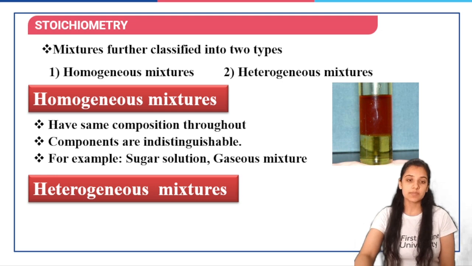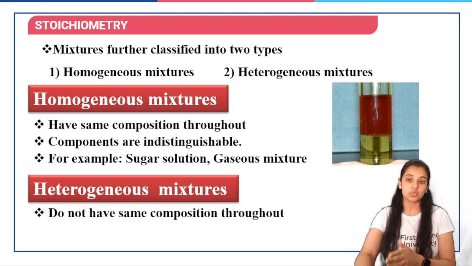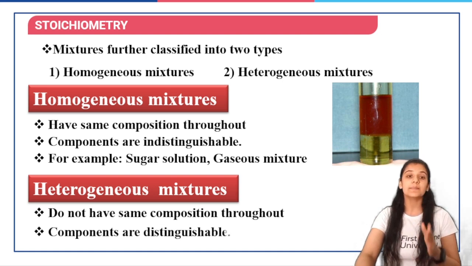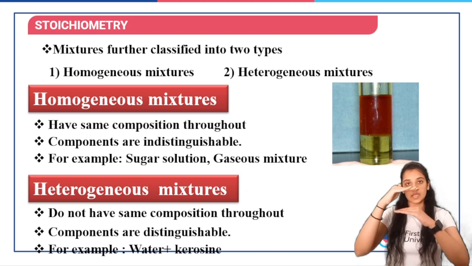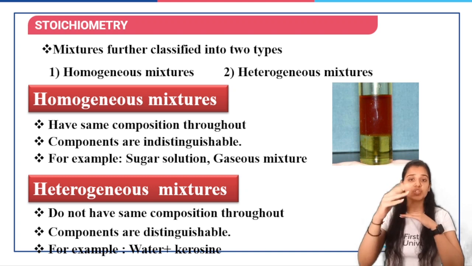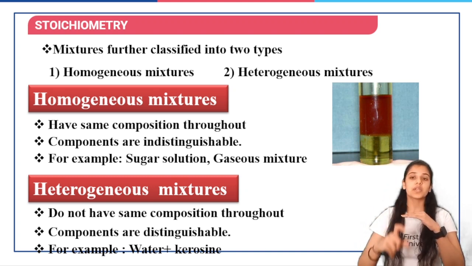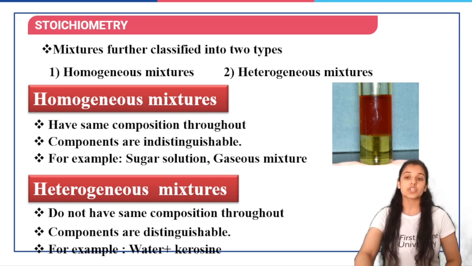Next is heterogeneous mixtures. These do not have the same composition throughout, and the components are easily distinguishable. For example, water plus kerosene. If you look at this picture, you will see that water and kerosene are immiscible and they form two separate layers, and it becomes very easy for us to distinguish between the layer of water and the layer of kerosene. So that is an example of a heterogeneous mixture.